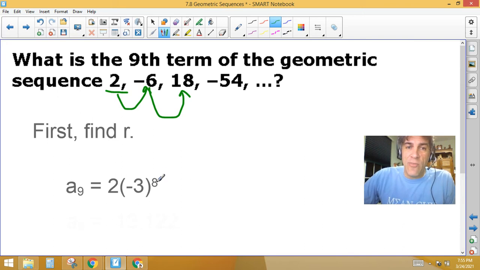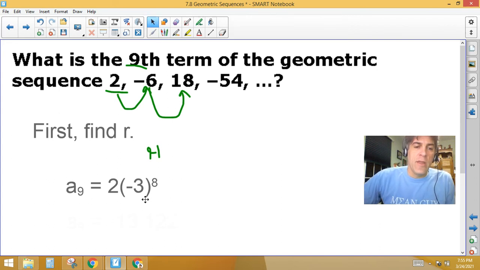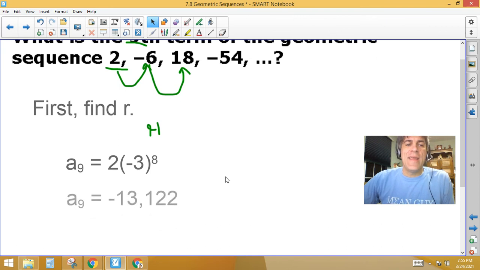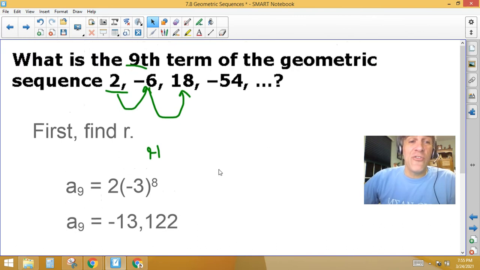Now notice it's the 8th power because I want the ninth term. I already did 9 minus 1 to get that 8. That's where this 8 comes from. Okay. Now I just compute it. I can just type it in the calculator. If I didn't, I would have to do -3 to the 8th power and then times it by 2. And that gives me -13,122. A very, very small number here, you know?